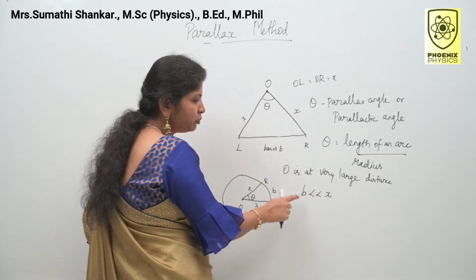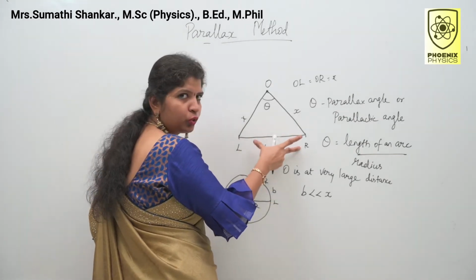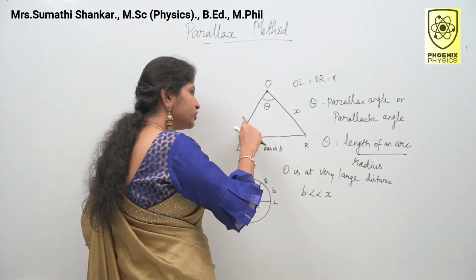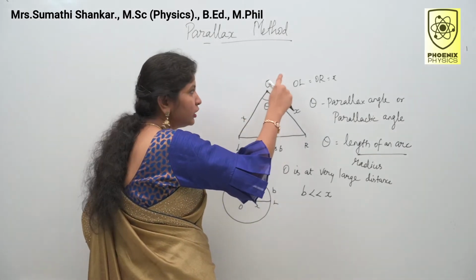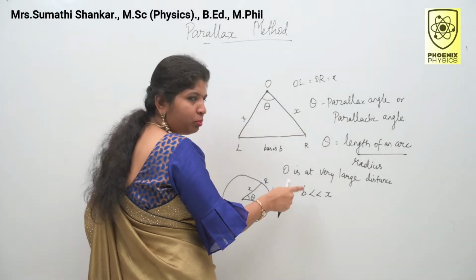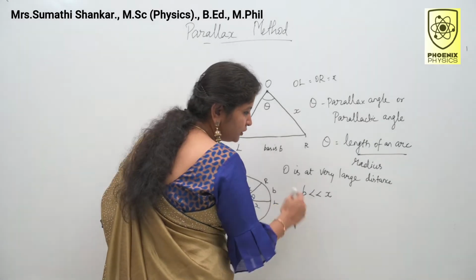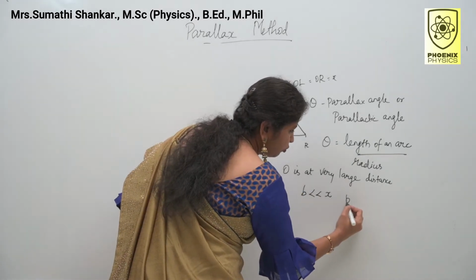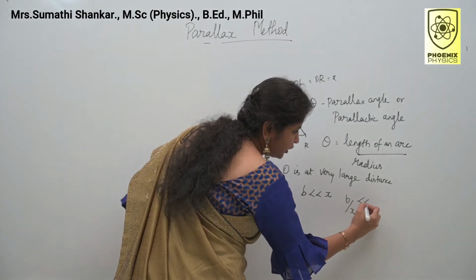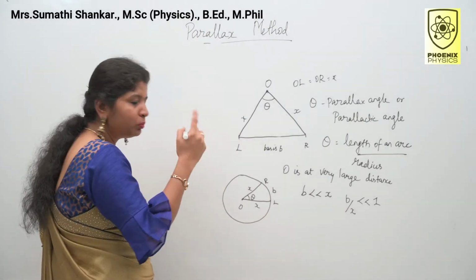Why am I saying B is very small? Because B is the distance between two points of observation, but x is the distance between the faraway object and the point of observation. Obviously, x is large compared to B. So under this condition, what is B by x? It is very much less than 1. Then what about theta?